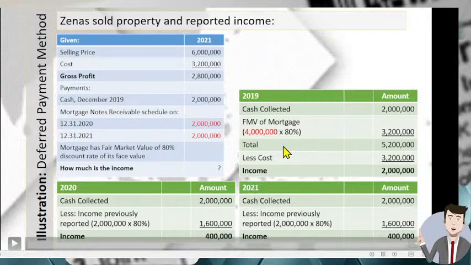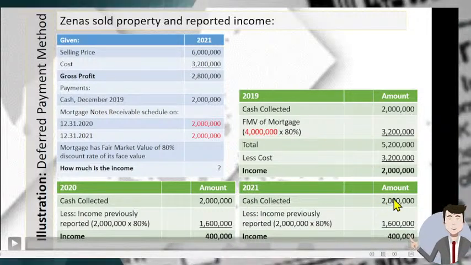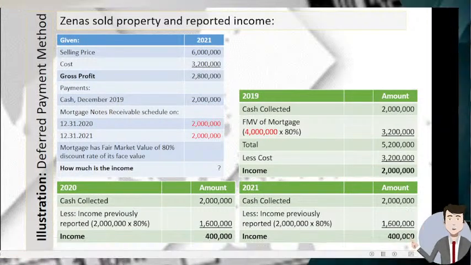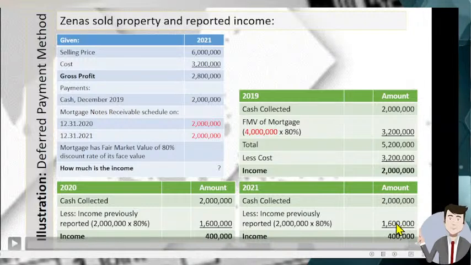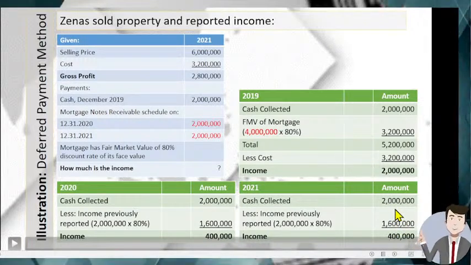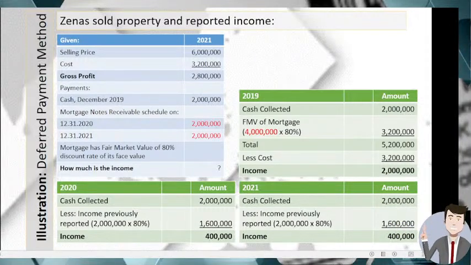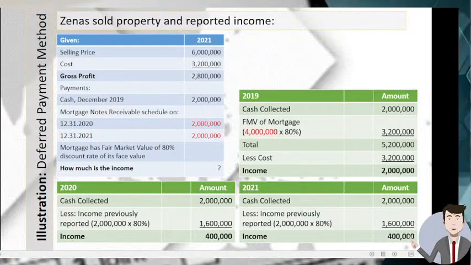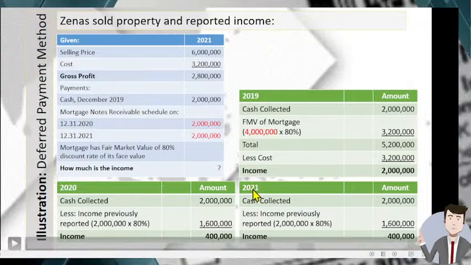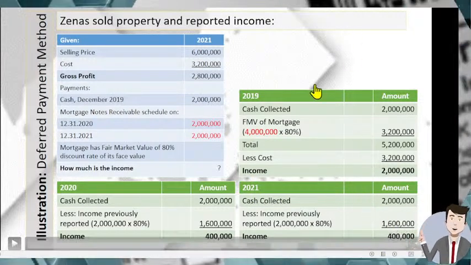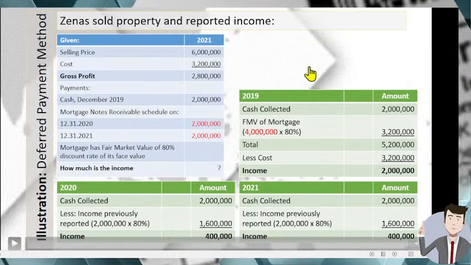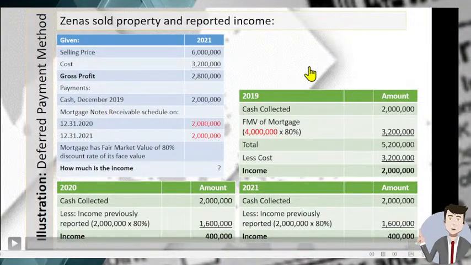So for 2021, the amount collected is 2 million, and we have to deduct the income previously reported, which is 1,600,000, and the income that we're going to declare and include in our taxable income for taxable year 2021 should only be 400,000. Okay? So that is how you report an income using the deferred method.